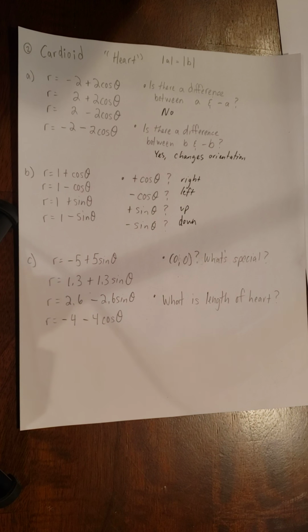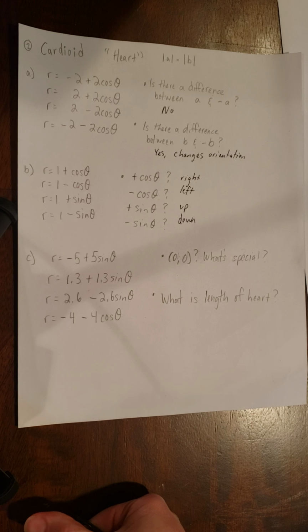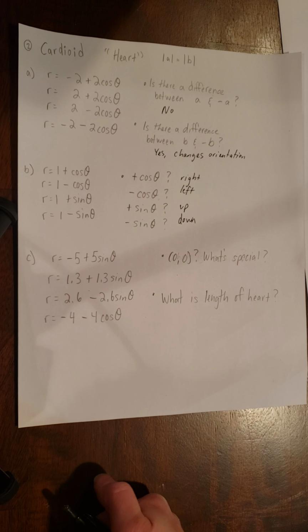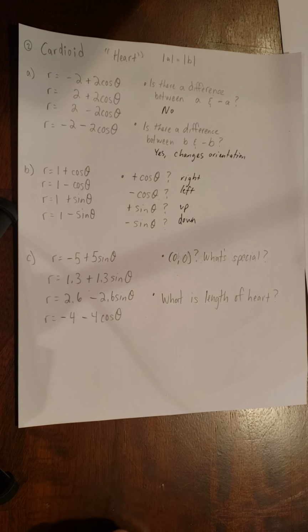So you're going to list these 4 on Desmos and you're going to graph them. And we're going to look at what's special about the point 0, 0 for all 4 of these, and what is the length of the heart. So let's put these on Desmos next.